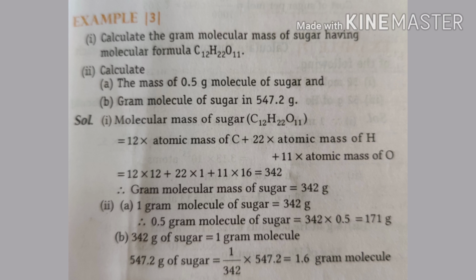Now third is gram molecule of sugar in 547.2 gram. Now 342 gram of sugar is 1 gram molecule. So 547.2 will be 1 upon 342 into 547.2, which is equal to 1.6 gram molecule of sugar.